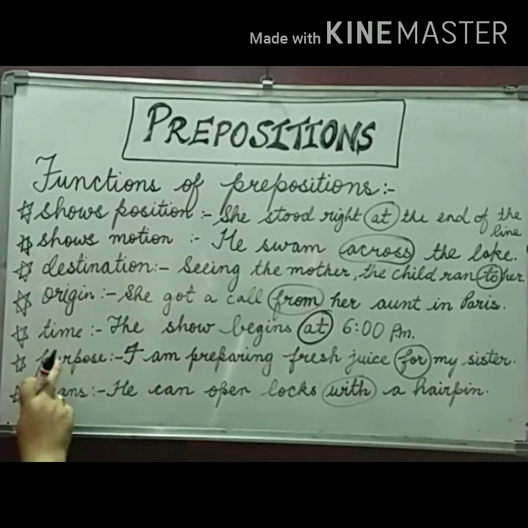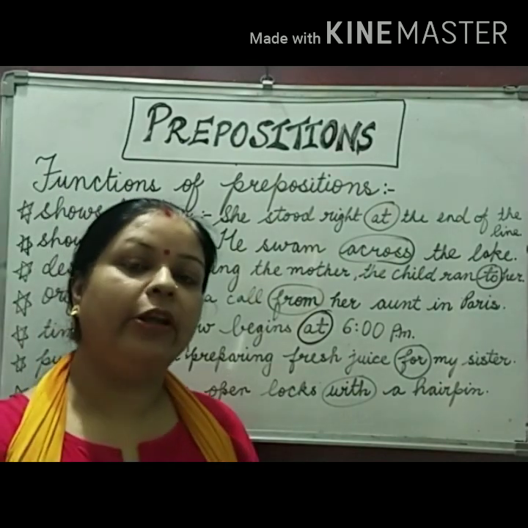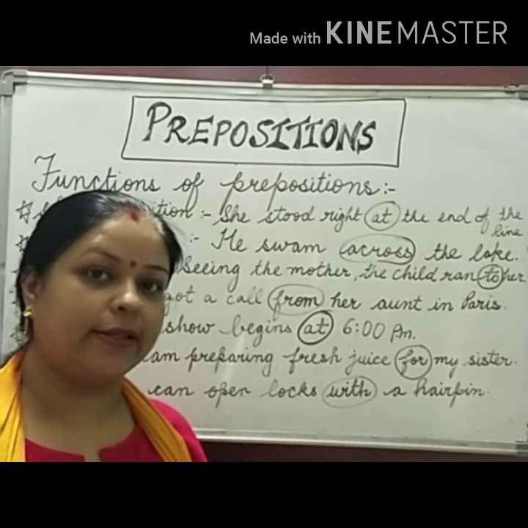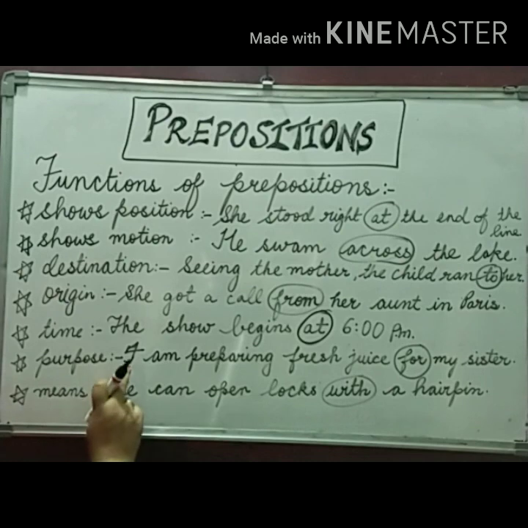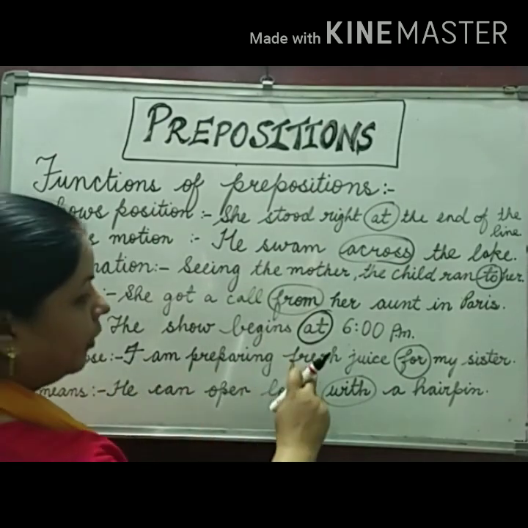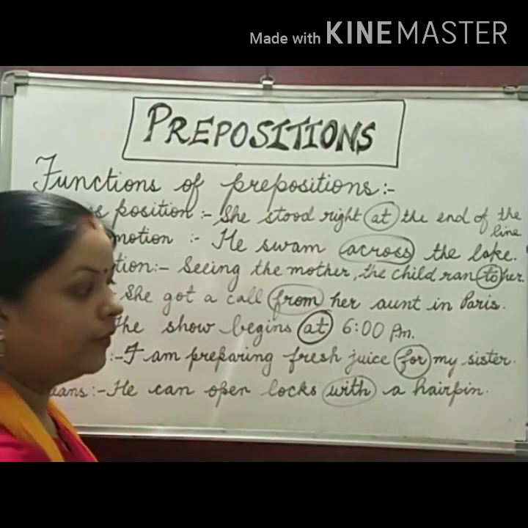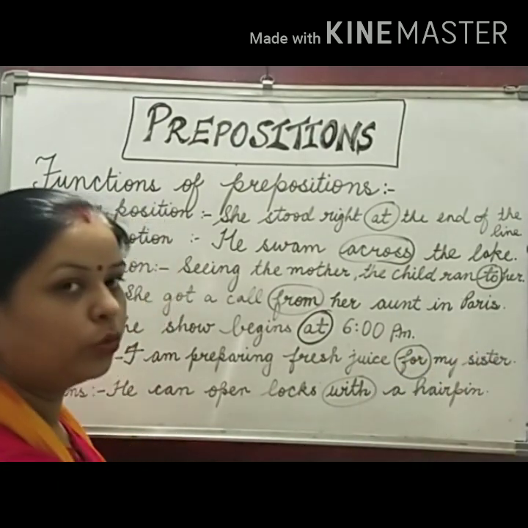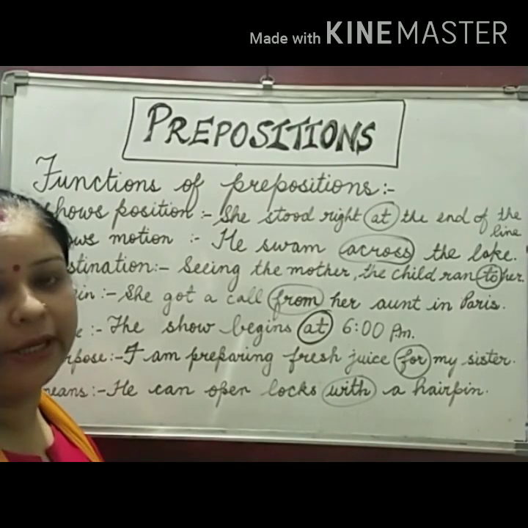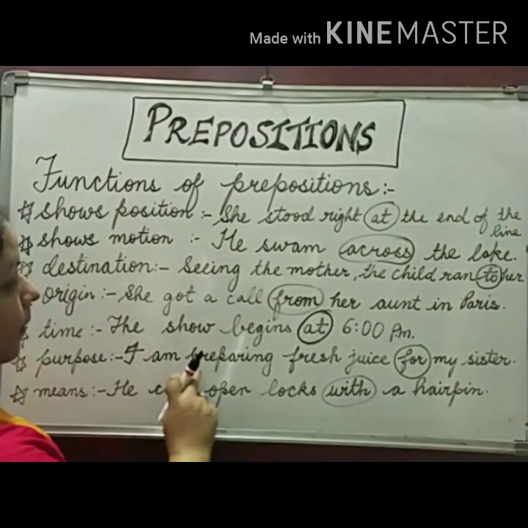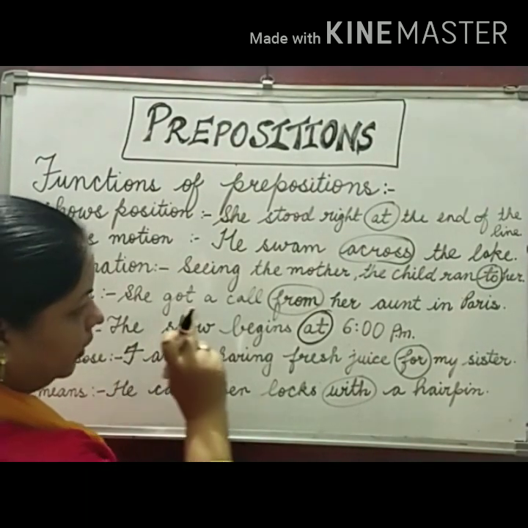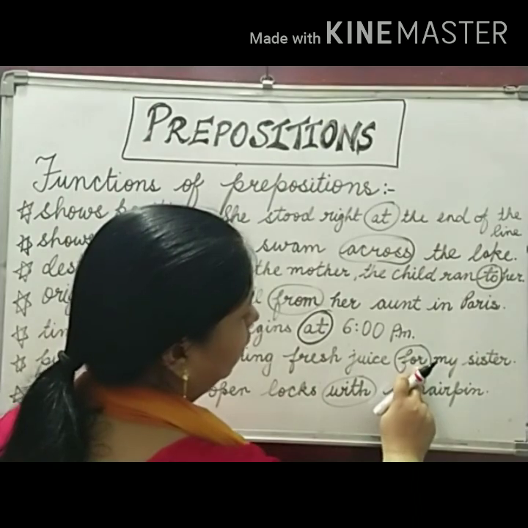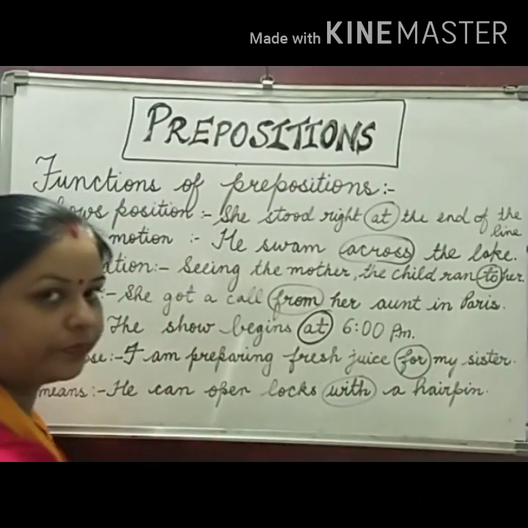After that comes preposition shows purpose. Now what does purpose mean? When we do something, there should be a reason or cause for that. So here it shows, preposition shows purpose, such as I am preparing fresh juice. Why am I preparing that? For my sister, or for whom I am preparing that. There is a purpose, a reason behind the work. So I am preparing, what I am doing, my I is the pronoun. This relation is shown with the help of the preposition for, with my sister.